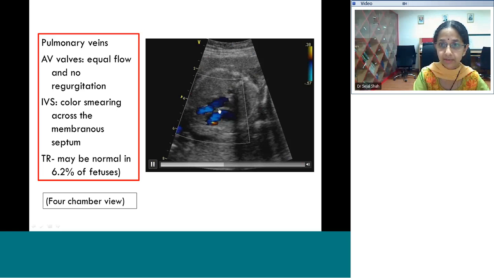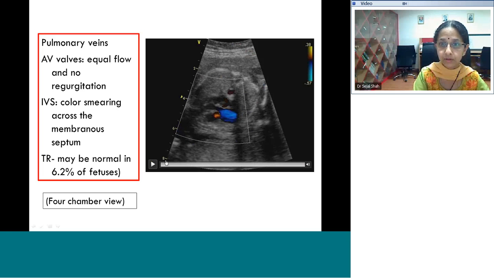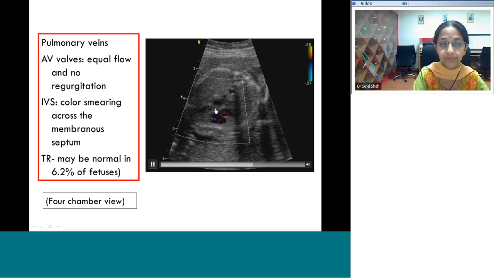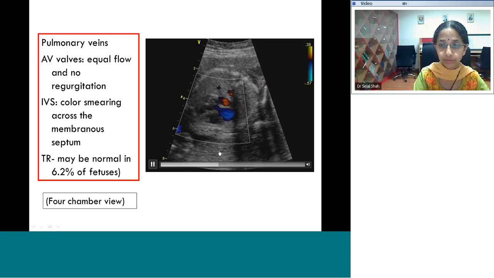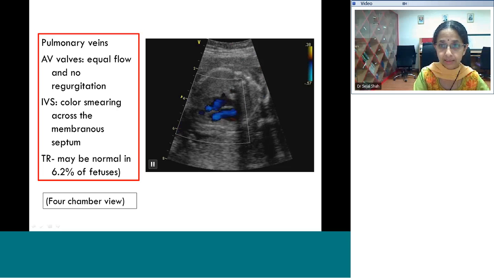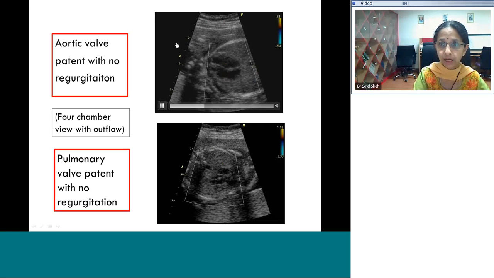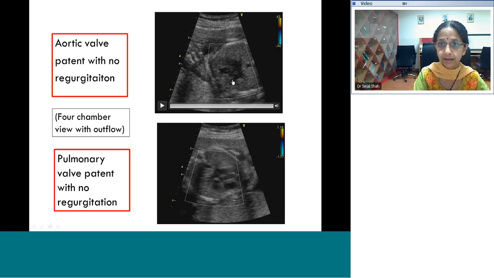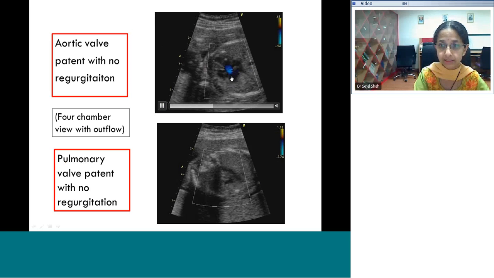Here we can see the upper part of the interventricular septum, and there is no defect. The LV outflow tract is opened up and there is no defect. Remember, tricuspid regurgitation, mild quantity, grade 1, can be present in a normal fetus. Now, these things are commonly seen in a 4-chamber view. Coming down to the outflow tract, we can see that the LV outflow tract is seen here. The left ventricular outflow tract is patent and there is no regurgitation.